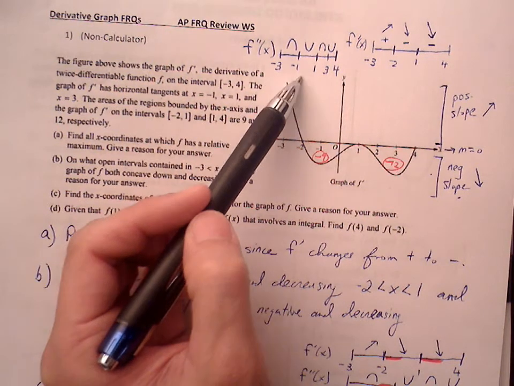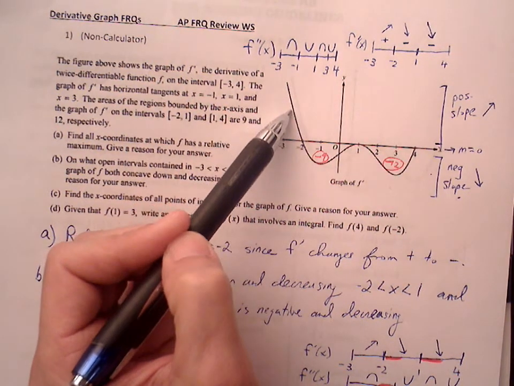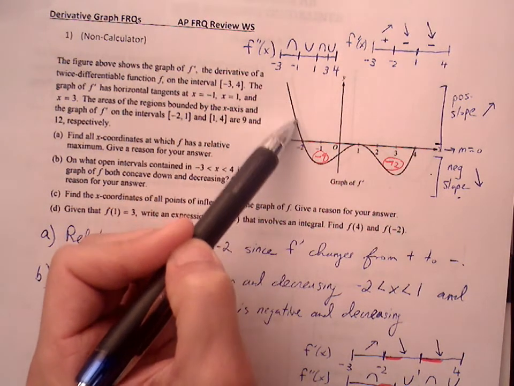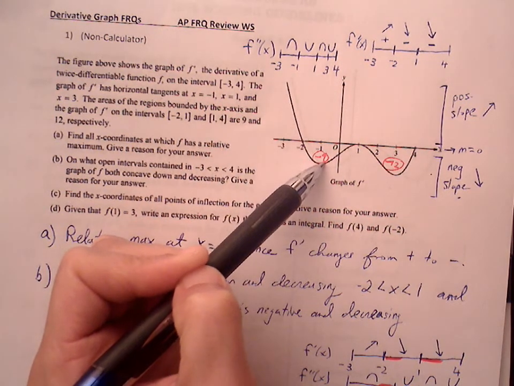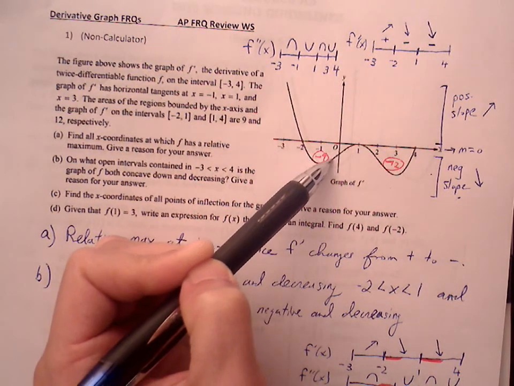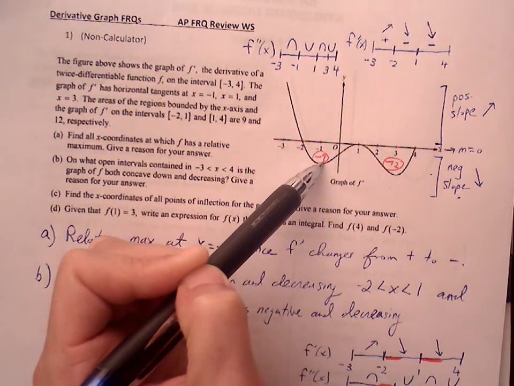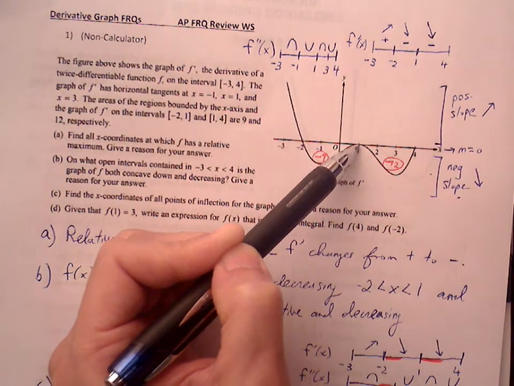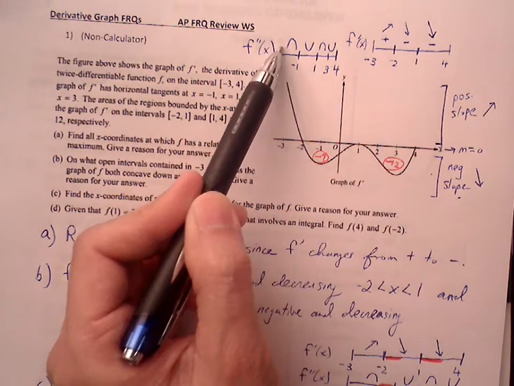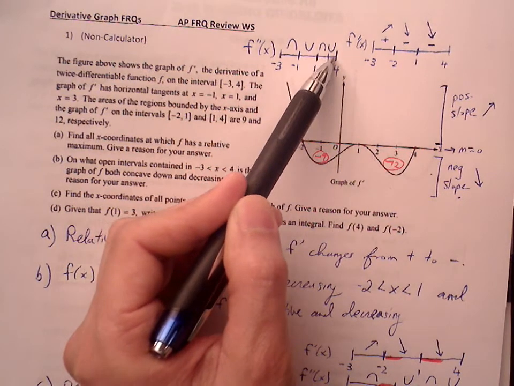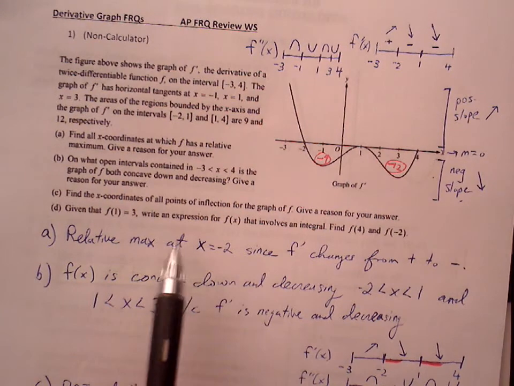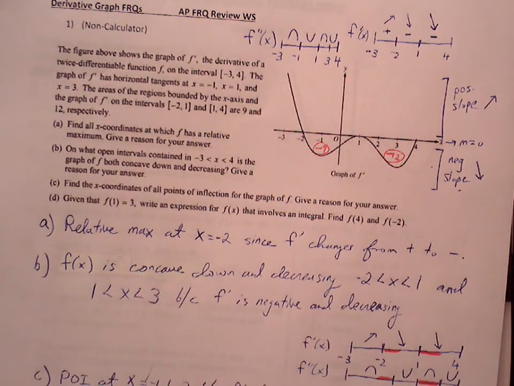Between -3 and -1, whenever I have negative slope on my f prime graph, that's going to represent where my original graph is concave down. Wherever my f prime graph has positive slope, that's going to indicate where my graph is concave up. Negative slope, concave down. Positive slope, concave up. I'm going to make those indications on my concavity sign line. So I'm looking for a place where the graph is concave down and decreasing.